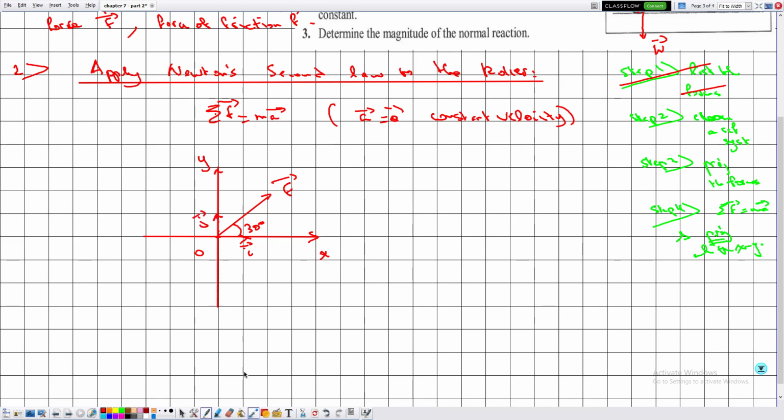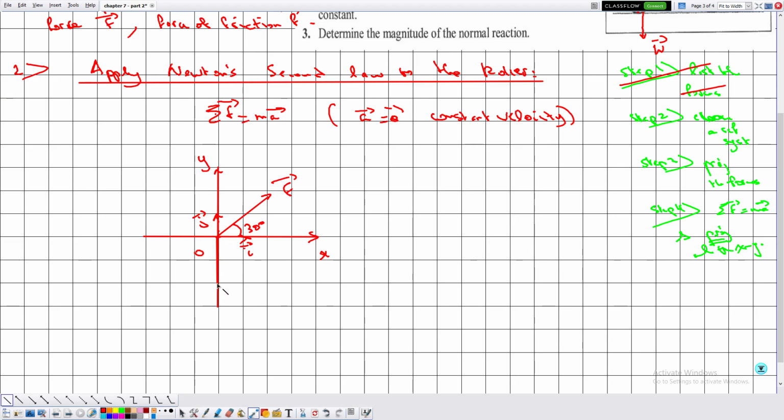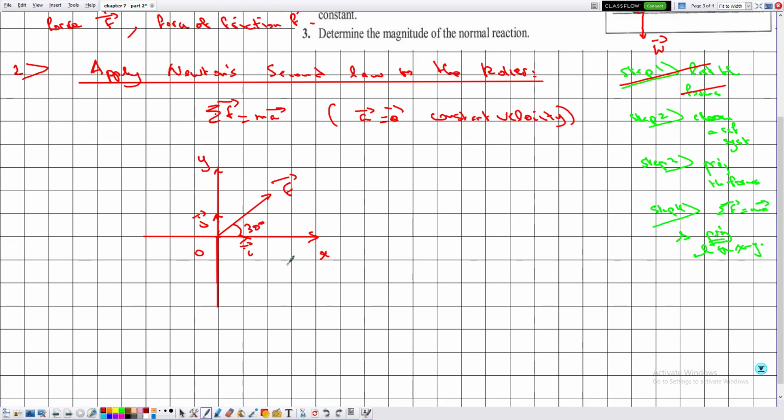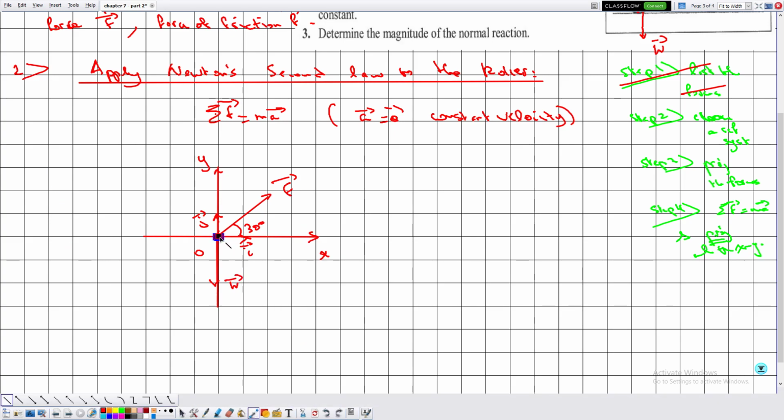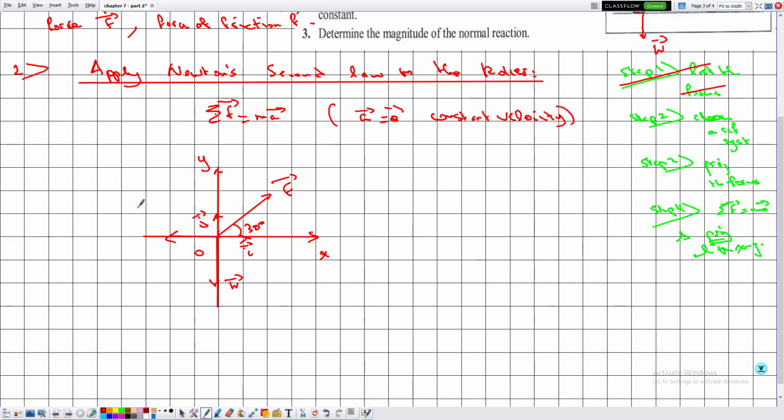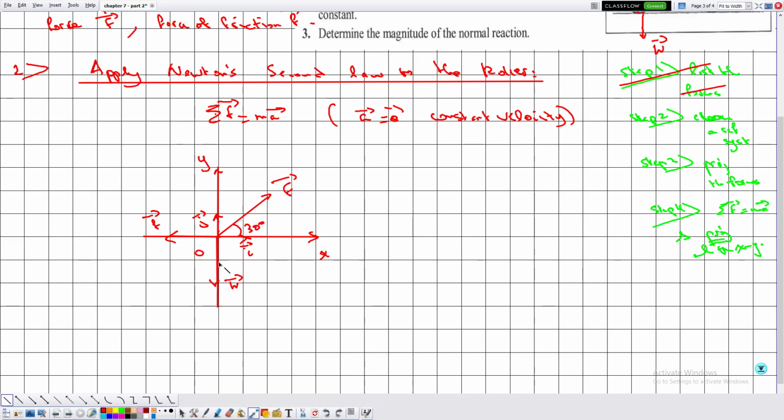So here we have the weight, which is acting vertically downward like this. And this is the force of friction, which is acting horizontally to the left. And we have the reaction at the support, which is acting vertically upward like this.